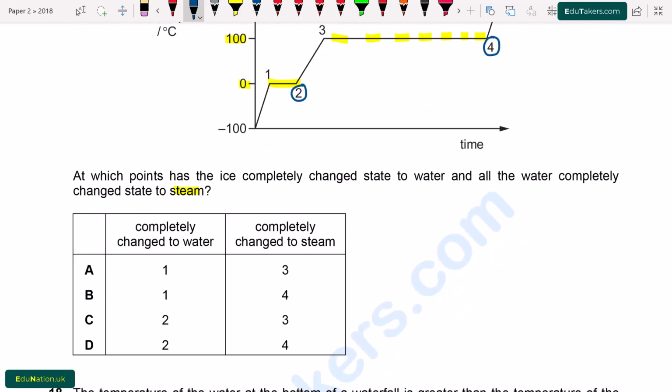Now we see the options. Completely changed to water, completely changed to steam. Option A, 1 and 3, B, 1 and 4, C, 2 and 4, D, 2 and 4. So only option D is correct here. That is point 2 and 4.